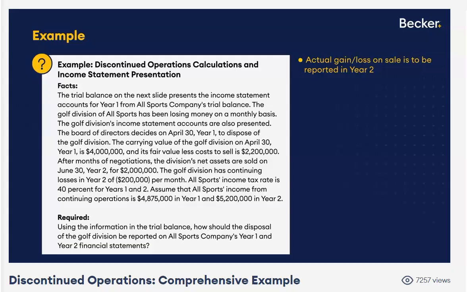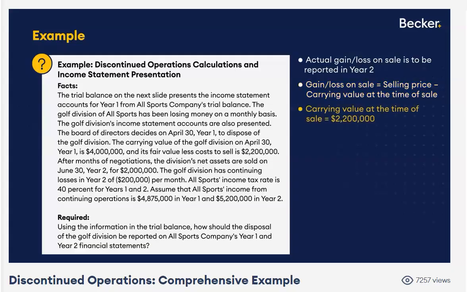So now I would want to set myself up and do the math for that. The gain or loss on sale is going to be the selling price minus the carrying value at the time of sale. Now remember, in year 1, we're writing it down from $4 million to $2.2 million. So the carrying value at the time of sale is going to be $2.2 million.